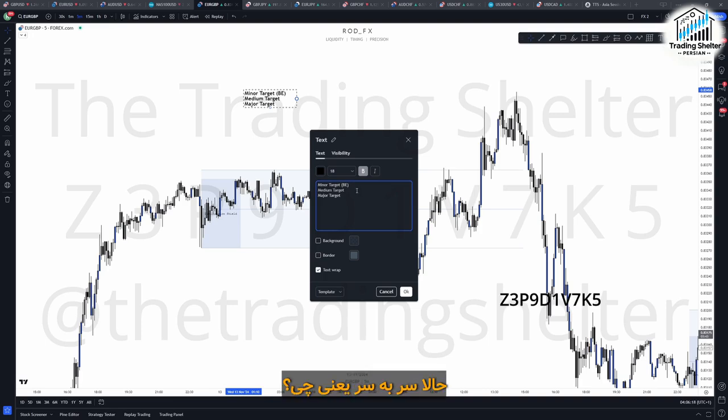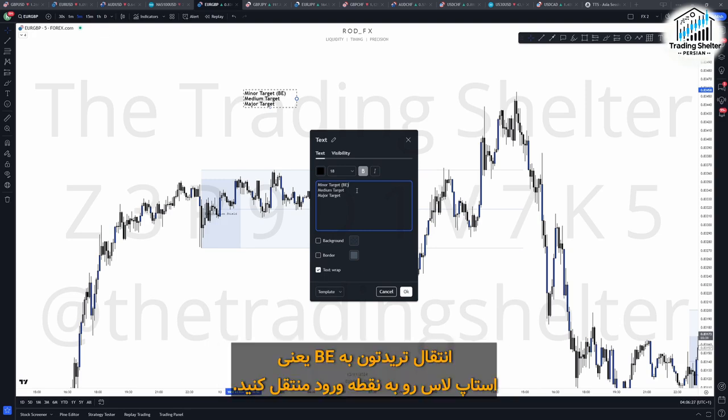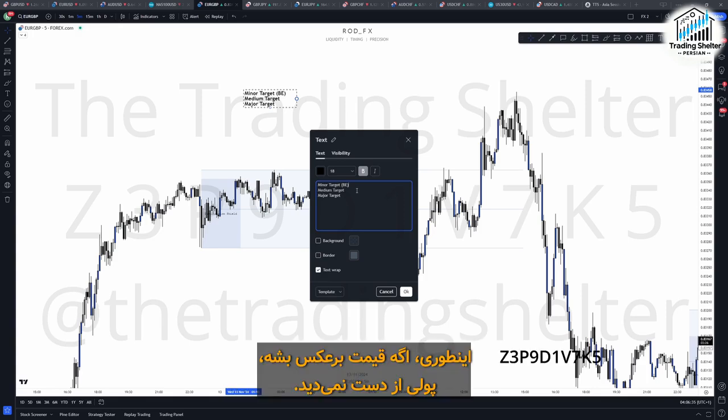What does break even mean? When you enter a trade, you have predetermined a stop loss area. Moving your trade to break even means that you move your stop loss to where you entered. That way, if the price reverses on you, you don't lose money. That's basically it.